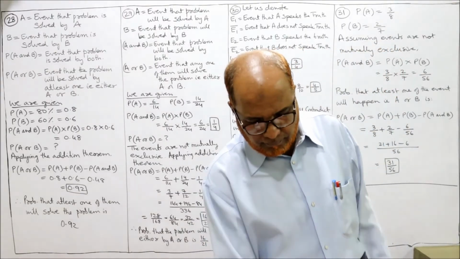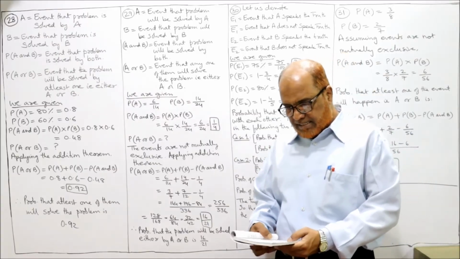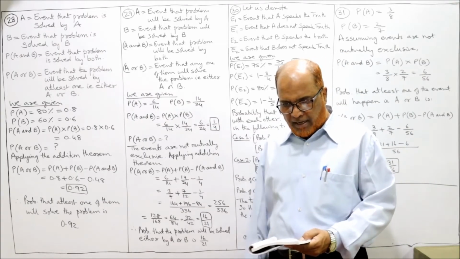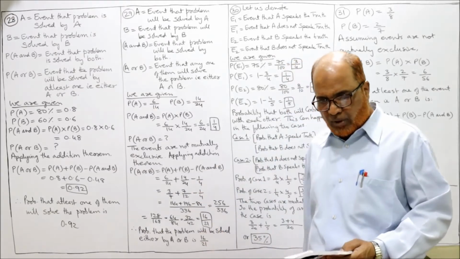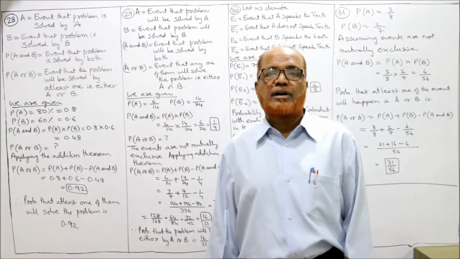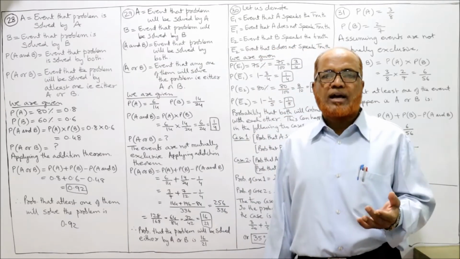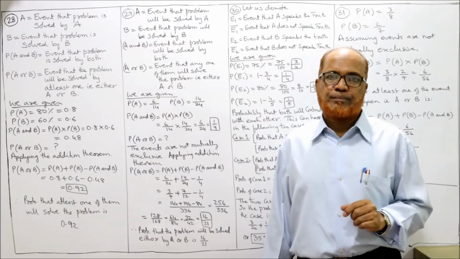Next. Problem number 29. The odds against A solving a problem are 8 to 6 and odds in favor of B solving the same problem is 14 to 10. There is another method of expressing the probability. Probability को show करने का ये भी एक method है. Odd against, odd in favor.